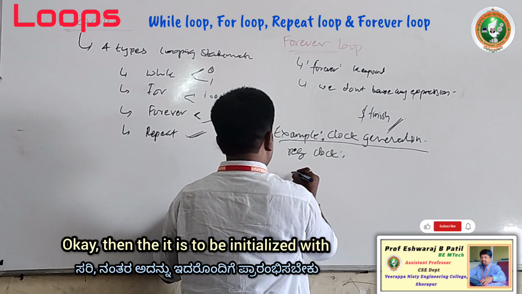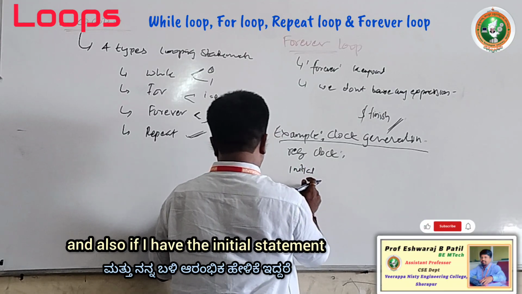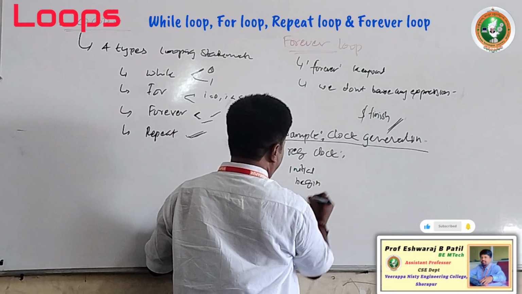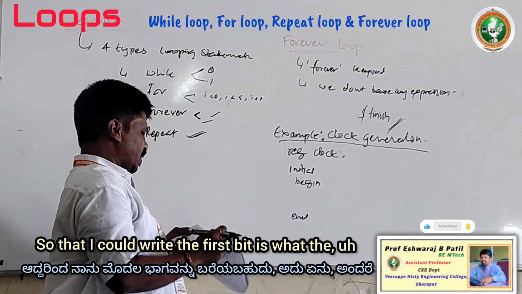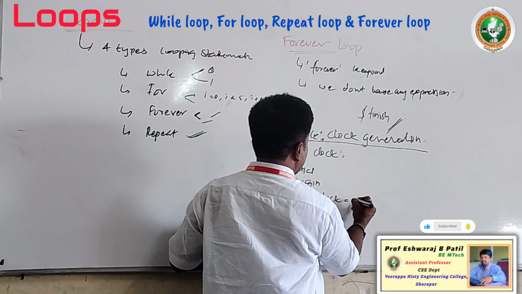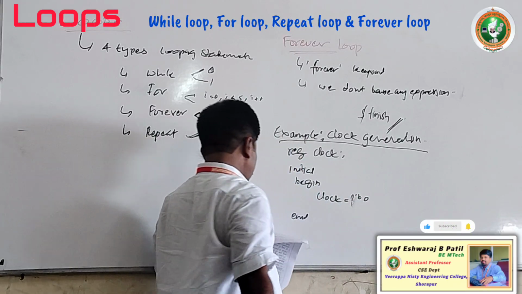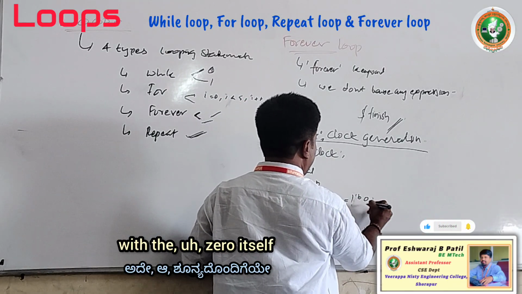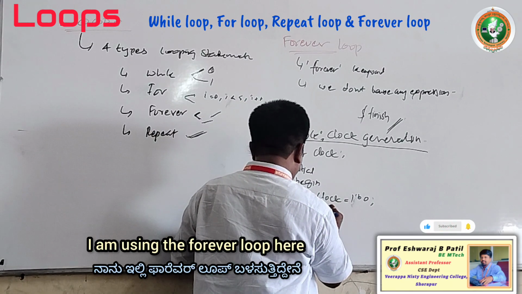Then it is to be initialized with the initial statement, and if I have the initial statement, then I could have begin and end here, so that I could write the first bit, the clock starts with one bit of 0, initializing with 0 itself. And I'm using the forever loop here.